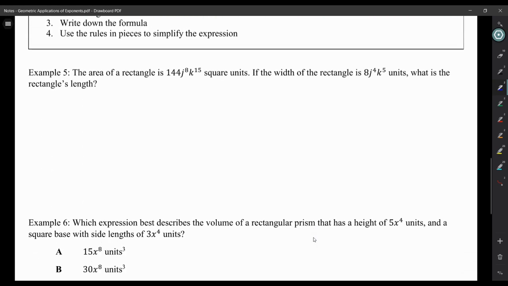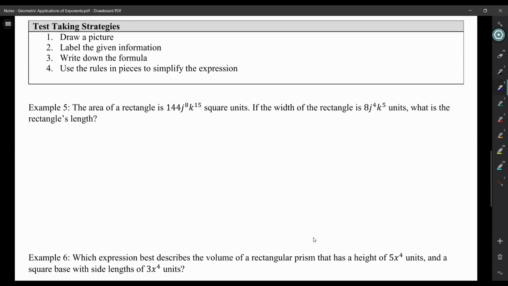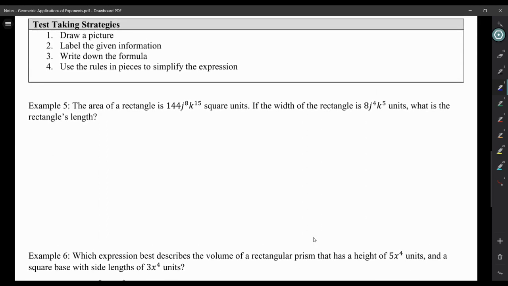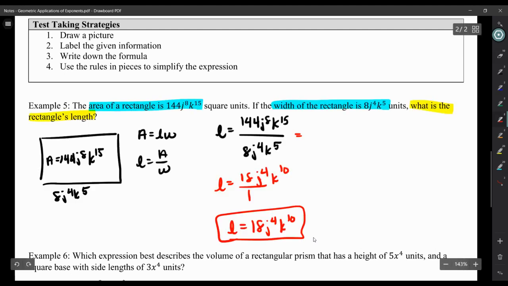So what I'd like you to do is pause the video and try example 5. There are a few test-taking strategies at the top to help you out. So pause the video, try example number 5. And here's your solution for number 5. Remember to divide coefficients and subtract exponents of bases that are divided.